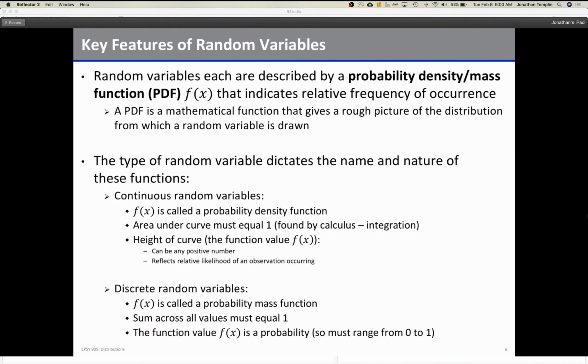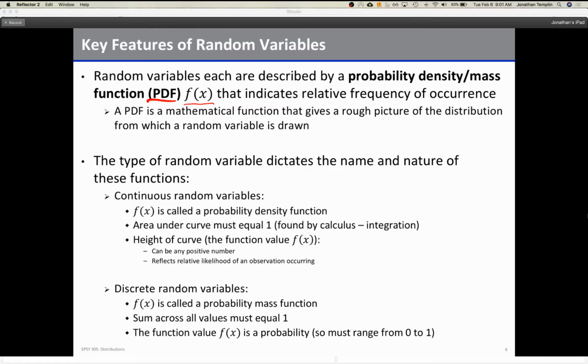So there's some key features of random variables. Each type of random variable is described by something called a probability density or probability mass function. Often we refer to that as a PDF, probability density function. And we may just denote it generically in mathematical terms, that the function of the random variable indicates how likely it is to occur.